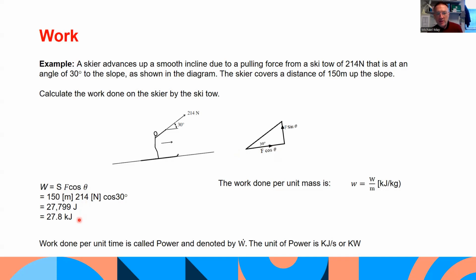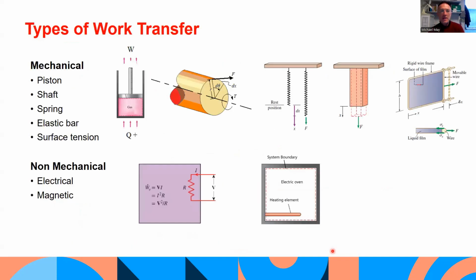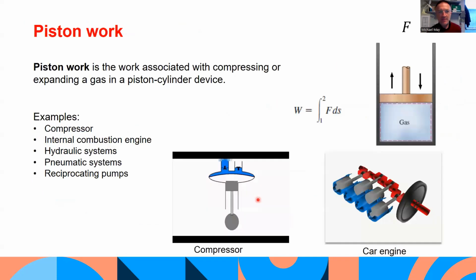The work done per unit time is called power. It's denoted by W dot, and it's in kilojoules per second, or kilowatts. Now, work in thermodynamic systems can be categorized into two forms: mechanical forms of work and non-mechanical forms of work. Examples of mechanical forms are piston, shaft, spring, elastic bar, and surface tension, and examples of non-mechanical are electrical work and magnetic work. We'll look at some of these and show how they can be calculated.